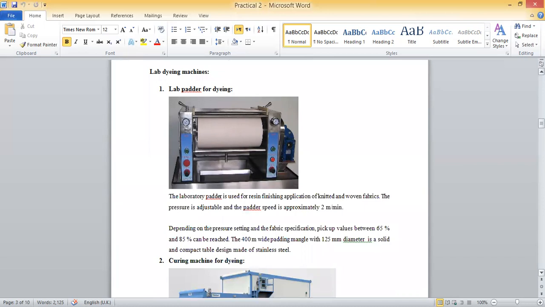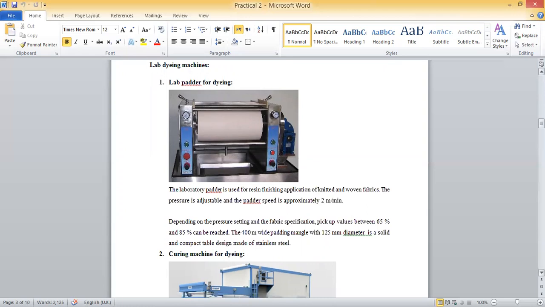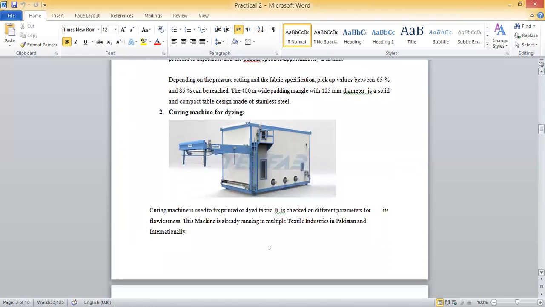First one is the lab padder for dyeing. It is used for the resin finishing application of knitted and woven fabrics. The 400-millimeter wide padding mangle with a 125 millimeter diameter is a solid and compact table design made of stainless steel. Second, we have the curing machine for dyeing. The curing machine is used to fix printed or dyed fabric. The machine is already running in multiple textile industries in Pakistan and internationally.